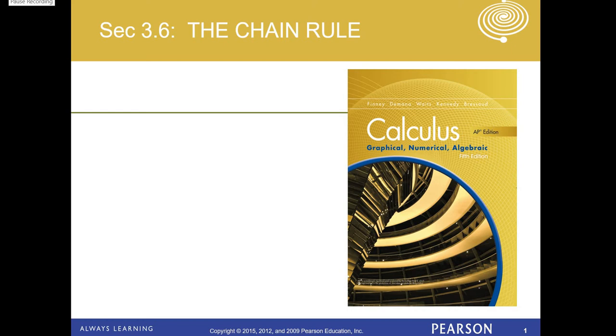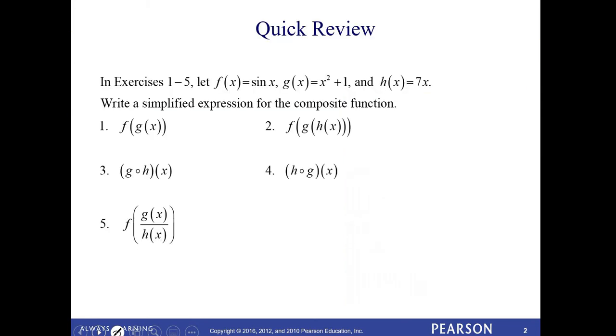Section 3.6 is the chain rule, so another derivative rule that will be useful for us. I'm going to let you work through this quick review. I'm going to give you an option. This is composite functions. If you are at all shaky on composites, please do some of these. If you feel super confident with your composite functions, you can just go through or try one or two. But the idea of a composite function is something that we are going to be using in the chain rule. So I want to make sure you're confident.